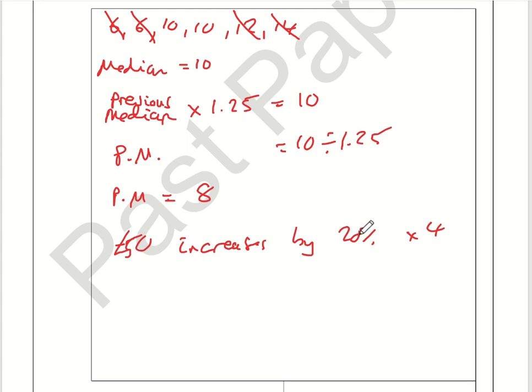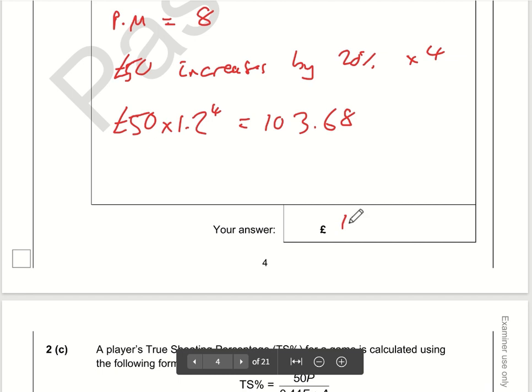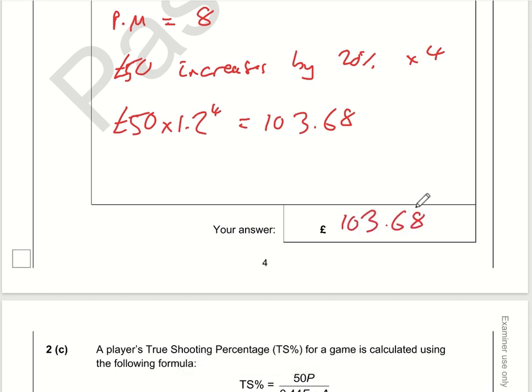Now to increase by 20%, well, what is our multiplier? Well, 25% we used 1.25, so 20% we'll use 1.20, or just 1.2. So the calculation is 50 multiplied by 1.2 4 times, so we can just take a shortcut and apply the power of 4. And 50 times 1.2 to the power of 4 is 103.68. There we go, so that is our final answer, £103 and 68p.